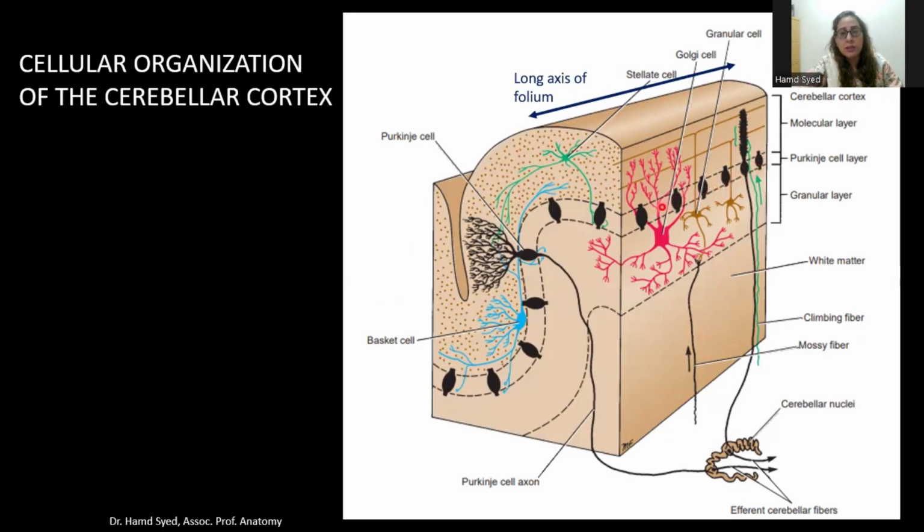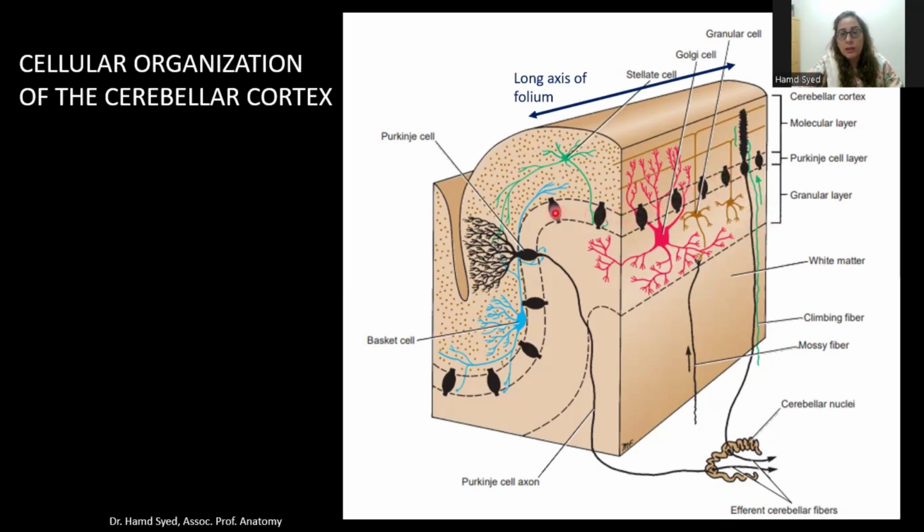And they are present in a single file or a single row. Beneath this layer, the deepest part of the gray matter, beneath the molecular layer, is the granular layer. And over here now, let's look at the different cell types which are present.